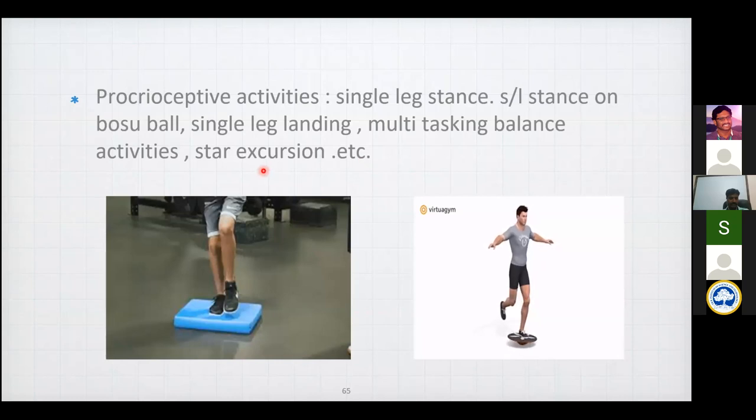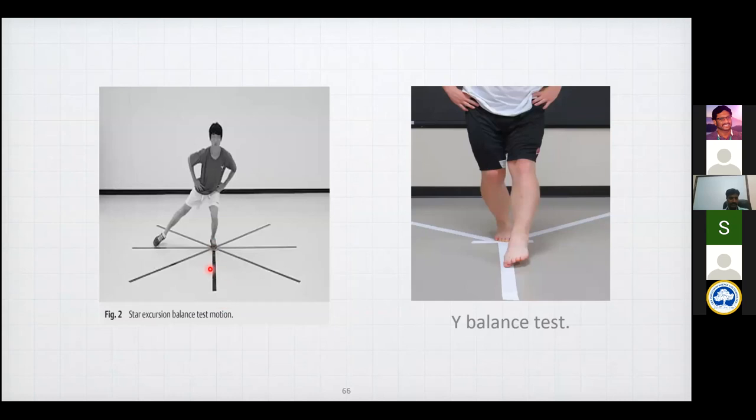Star excursion and Y balance. This is star excursion. So they have to touch with the toe in different directions. Multi-axial, this is. This is Y balance. There is a machine called Y balance test, this is a functional test where the patient has to touch anterior medial and anterior lateral. So they give a feedback on how much control you are doing. And this is a biofeedback.